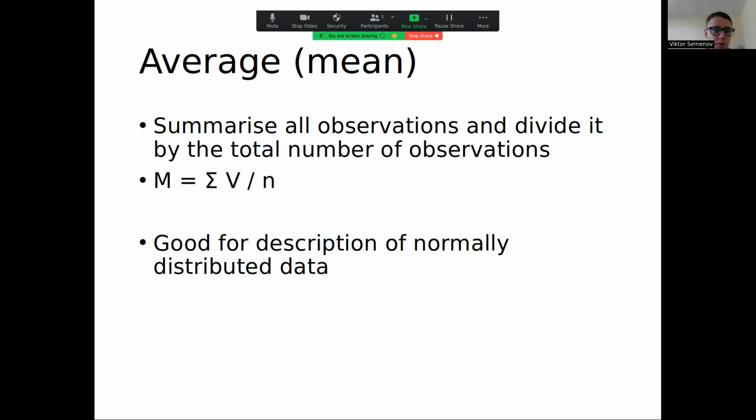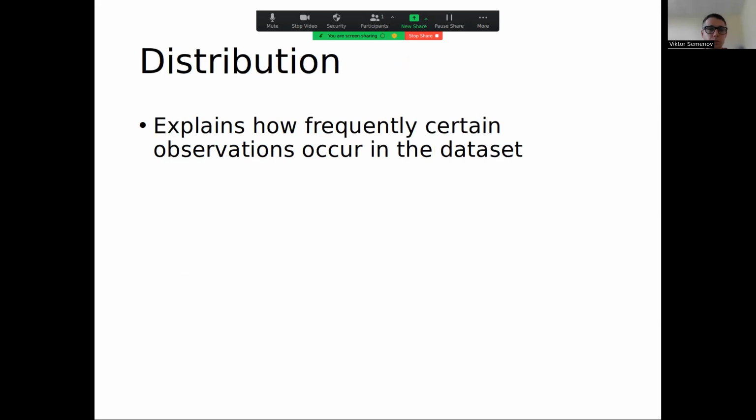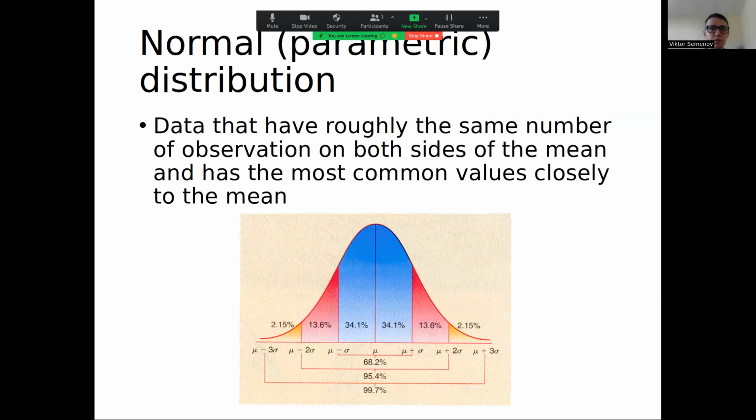So what is normally distributed data? Let's begin by speaking about distribution. Distribution is the term which refers to how frequently certain observations occur in a data set. It sounds a bit complicated, but if you mark, for example, on the X-axis the possible values of blood pressure which exist in your study sample, and on the Y-axis you mark the frequency of how often each value occurs in your sample, you will see that they form some kind of shape.